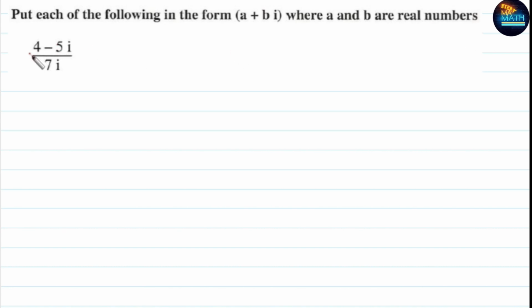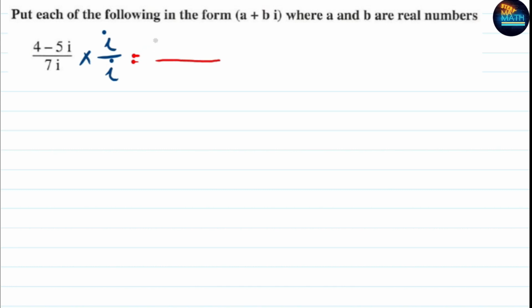You just have here an imaginary part, which is 7i. So to get rid of i here, just multiply by i over i, because i times i is negative 1. So you get rid of the denominator by multiplying by i over i. And i over i is equal to 1. You remember? So i over i, which is 1, means you didn't do anything. It's just the same fraction. So 4 minus 5i divided by 7i multiplied by i over i.